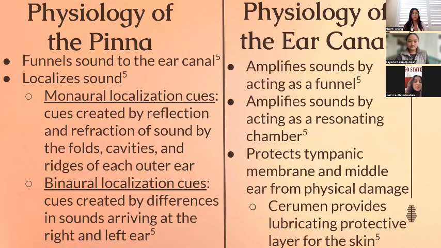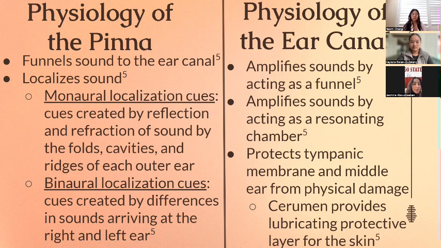The pinna is made up of elastic cartilage. As you may know, the ear has different folds and shapes. This allows it to filter frequency of sound. There are two different ways to localize sound. Monaural localization cues are created by reflection and refraction of sound by the folds, cavities, and ridges of the outer ear. The binaural localization cues are created by differences in sound arriving at the right ear and left ear.